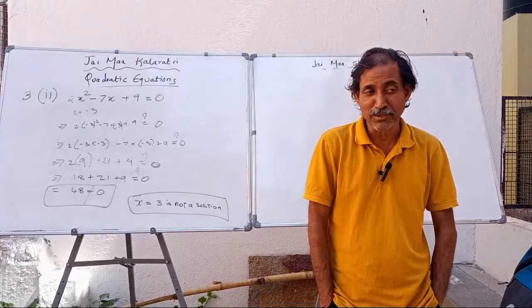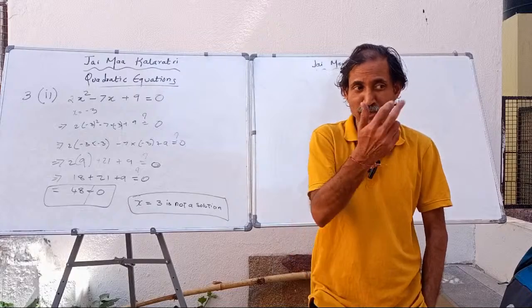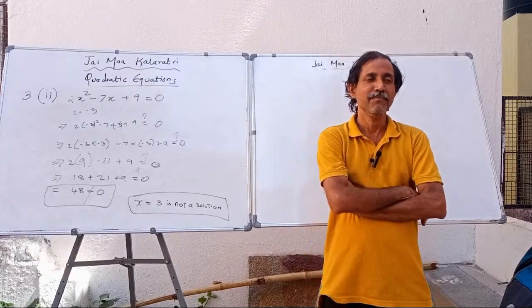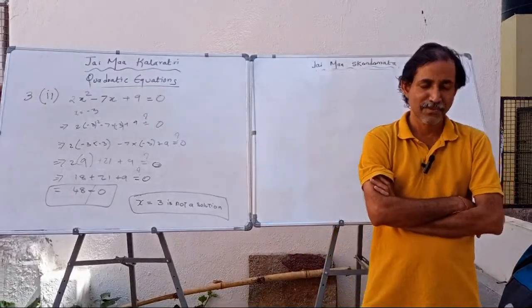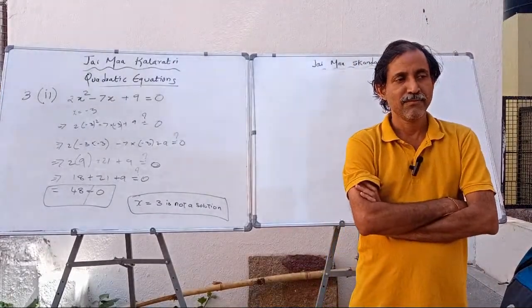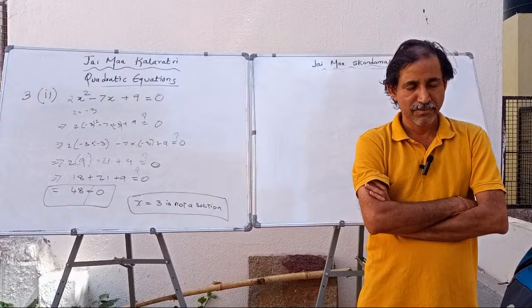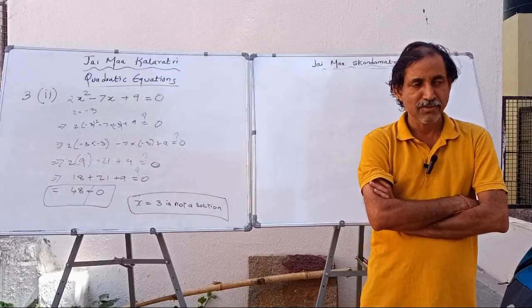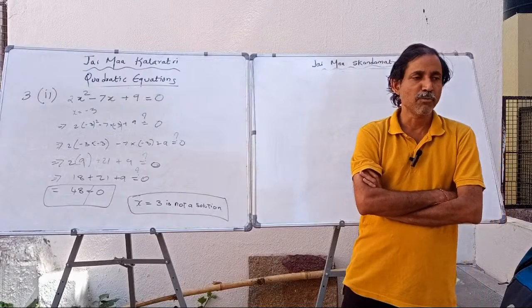Remember sin square theta plus cos square theta is equal to 1. There were two more along with that, identities. 1 plus tan square theta is equal to sec square theta and 1 plus cot square theta is equal to cosec square theta. Okay. All right. And what about shares and dividends?